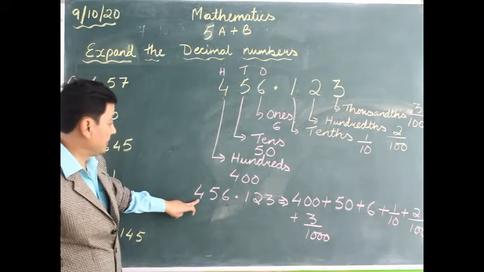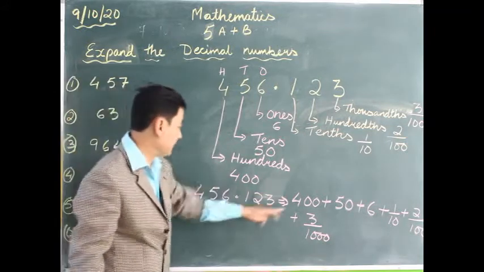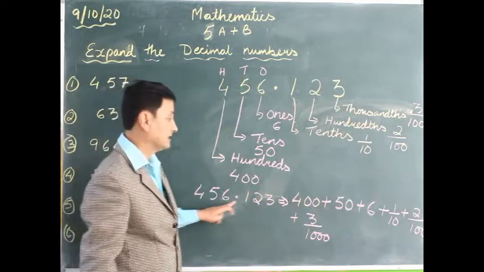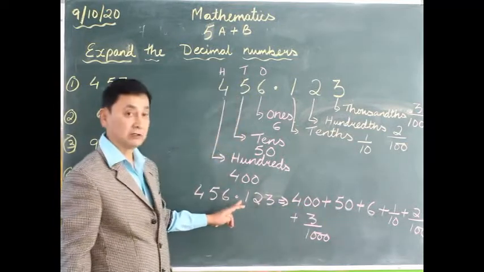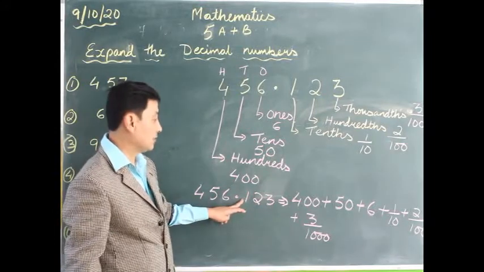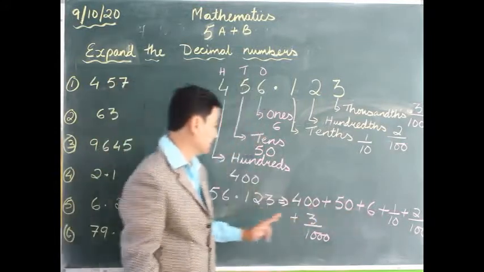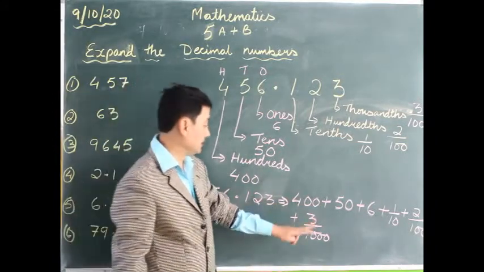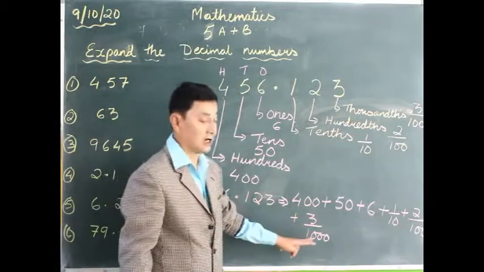Again, 400, 50, 6. After the decimal point, tenths, hundredths, thousandths. How many tenths? 1 tenth. How many hundredths? 2 hundredths. How many thousandths? 3 thousandths.